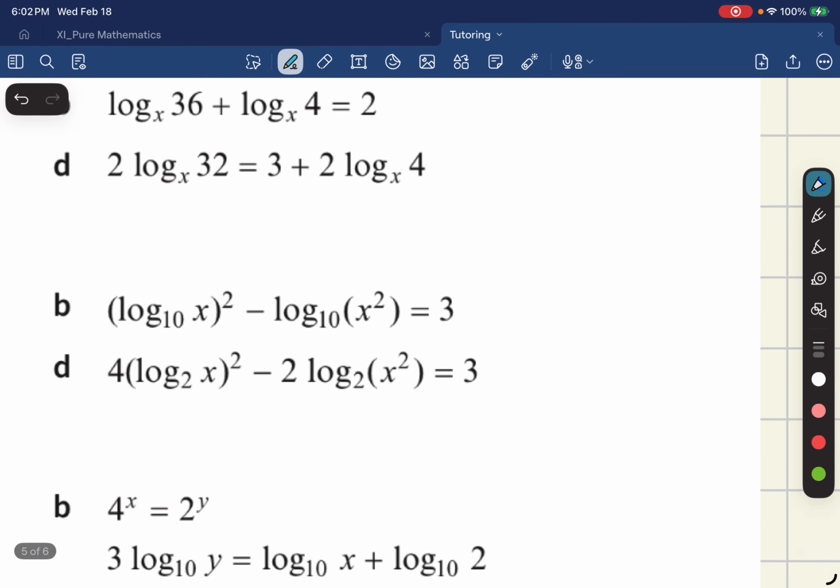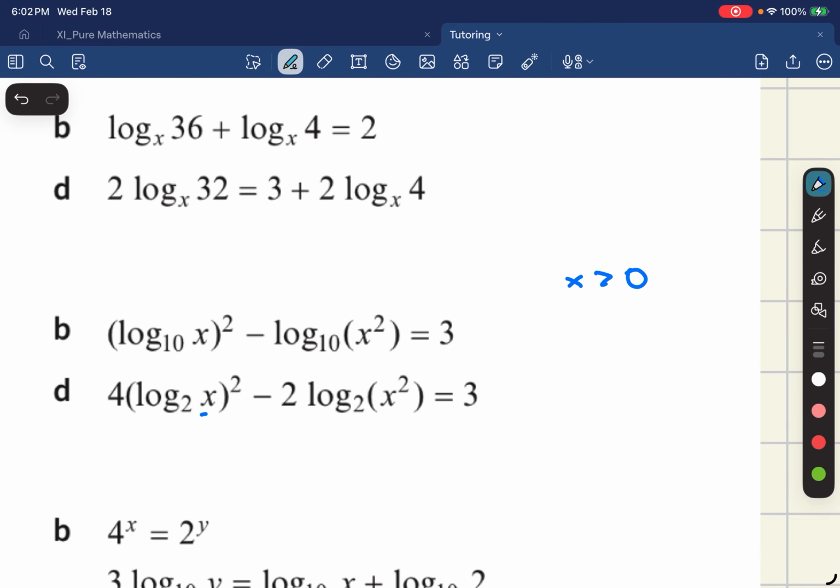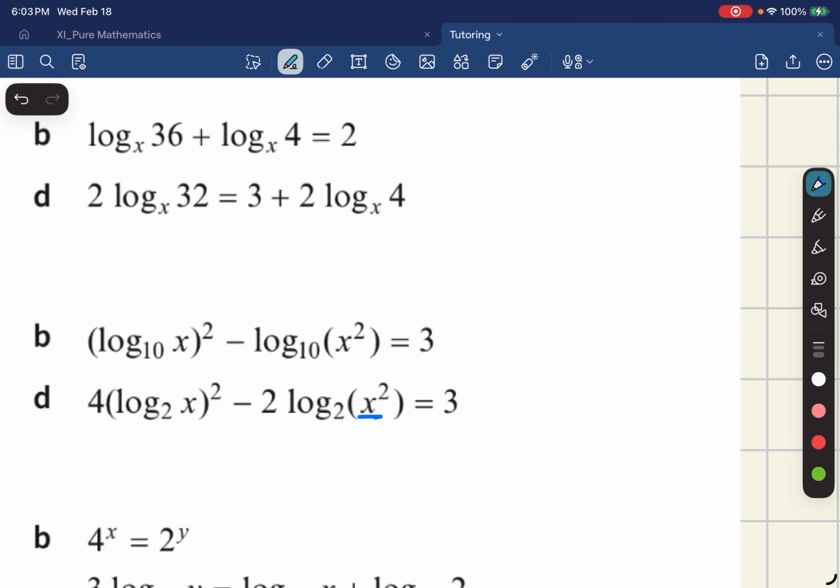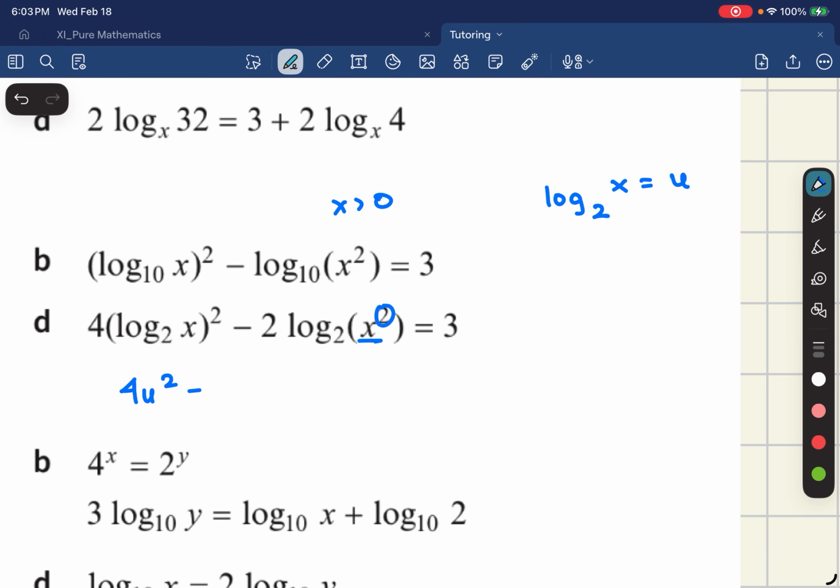For 5D, again, x has to be bigger than 0 because x is inside your log function. And if x is bigger than 0, then x squared is definitely bigger than 0. So that's something we don't really have to worry about. And again, if I say that log base 2 of x is equal to u, then I have 4u squared minus, and I can bring this square to the front, right? Minus 4u. So this I can multiply by 2 here, and then log base 2 of x is just u. So 2 times 2 will give me 4u. Minus 3 equal to 0.